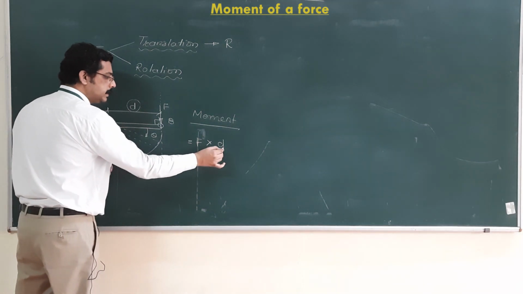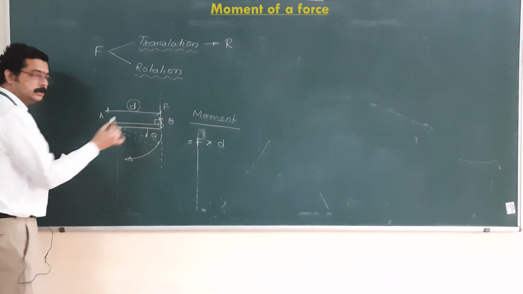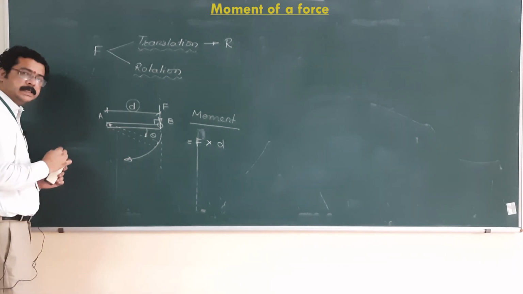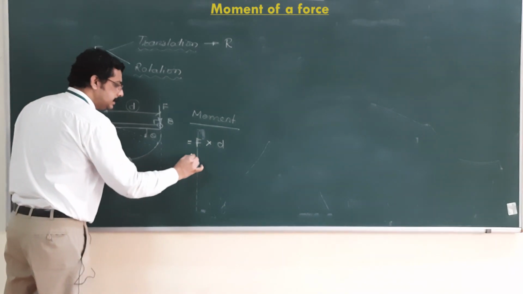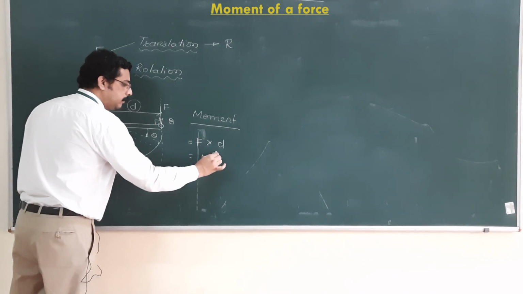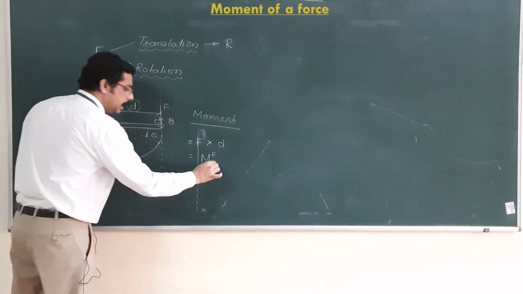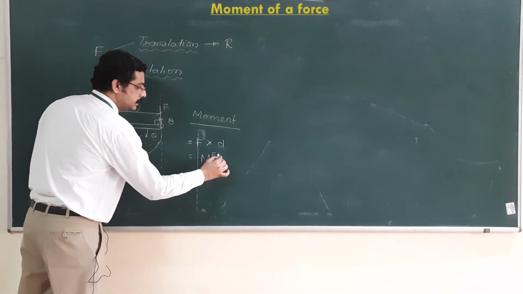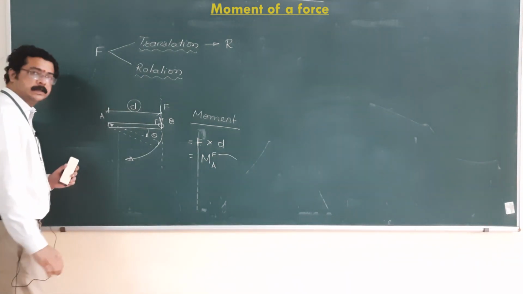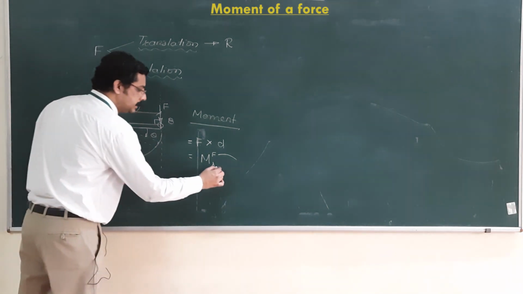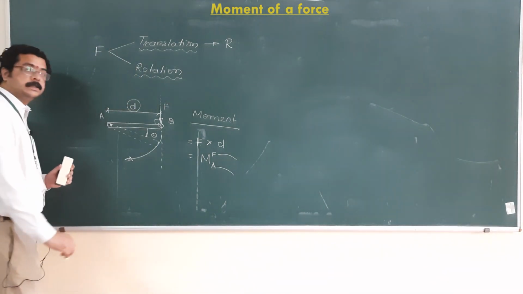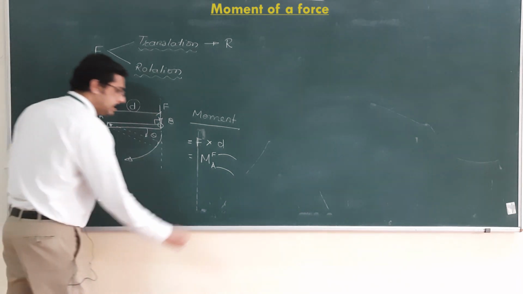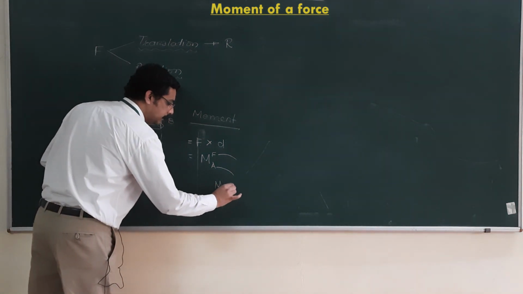Since this distance D is between this force and point A and rotation is taking place about point A, this is written as moment of force F about which point? About point A. So this term indicates force and this term indicates the center about which rotation is taking place, which we call it as moment center.